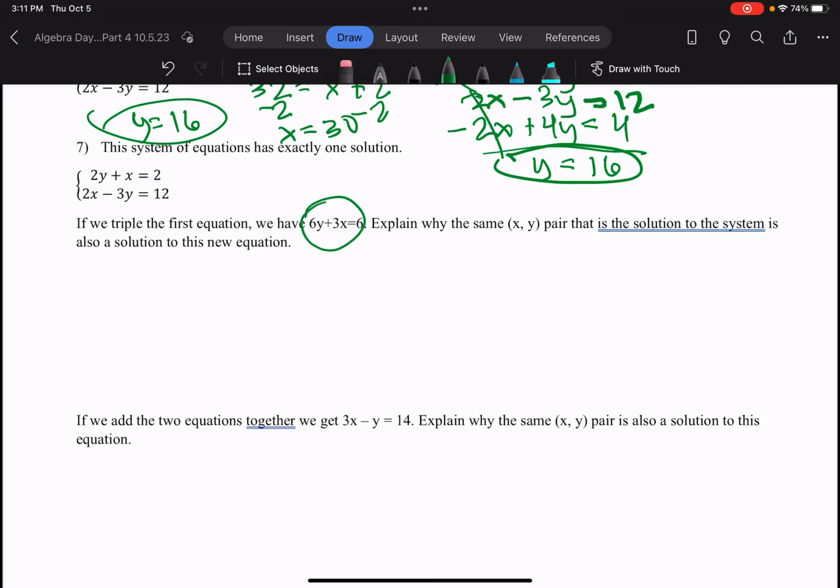Okay, sorry about that. So what this question is asking is explain why the same pair is the solution to this equation as it is to these two equations here. So the reason is, in this explanation, you can either use a hanger diagram or you can give me a situation, all right? So I'm going to do both.